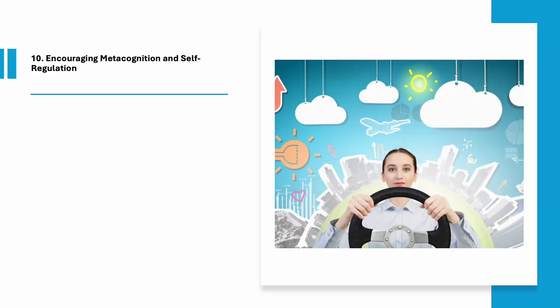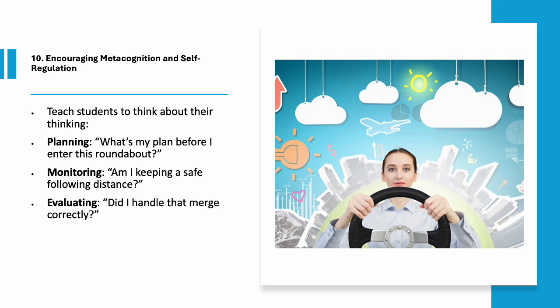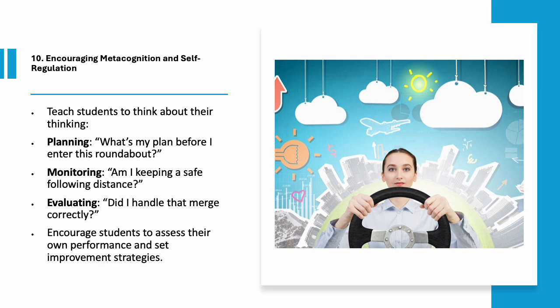Number 10, encouraging metacognition and self-regulation. Teach students to think about their thinking. For example, planning: what's my plan before I enter this roundabout? Monitoring: am I keeping a safe following distance? Evaluating: did I handle that merge correctly? Encourage students to assess their own performance and set improvement strategies.